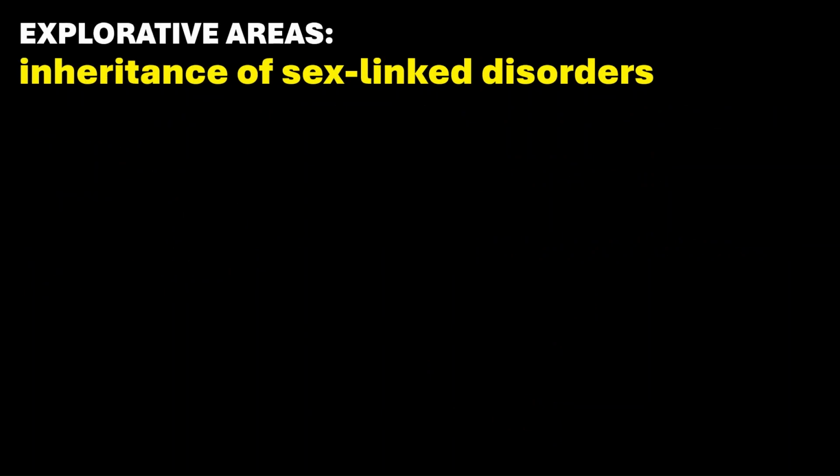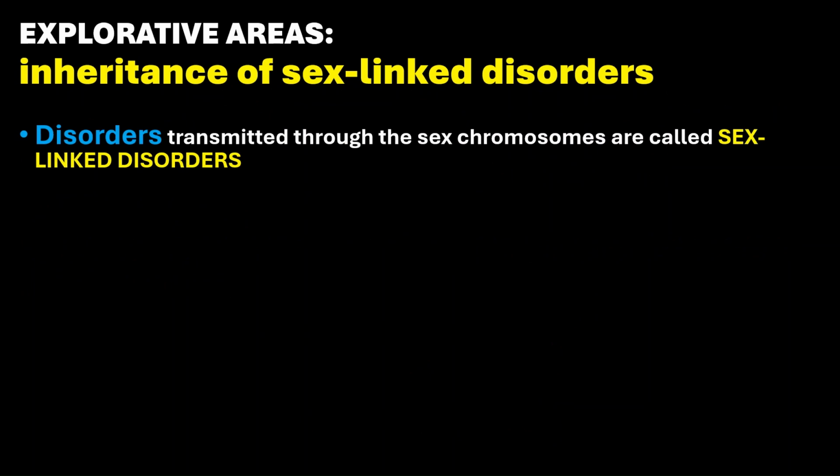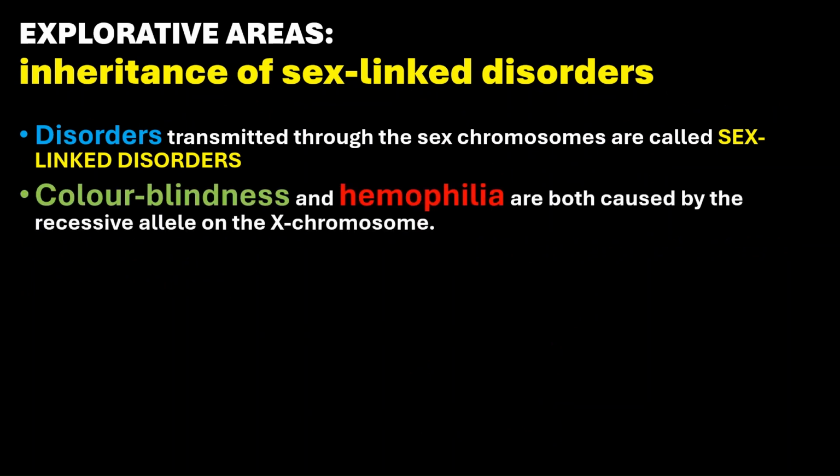Now, let's continue. Disorders transmitted through the sex chromosomes are called sex-linked disorders. Color blindness and hemophilia are both caused by the recessive allele on the X chromosome. So we need to know what is the cause of this condition. There is a cause for every disease. So if you have a condition like this, you should know the cause. And this is caused by recessive allele located on the X chromosome.